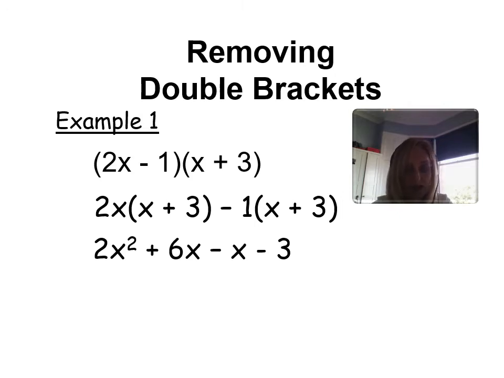And then what we can do is tidy this up. In other words, gather our like terms. Now there isn't another x squared term, and you shouldn't find another x squared term. So the first and the last term, when you do this, should just stay as they are. It's the two middle terms that can be added together. So 2x squared, and then we've got 6x minus x is 5x. And then we've got minus 3 at the end. So the 2x squared and the minus 3 are still there, but we can gather our 6x and our minus x to be plus 5x. And that's it, we've multiplied out our double brackets.